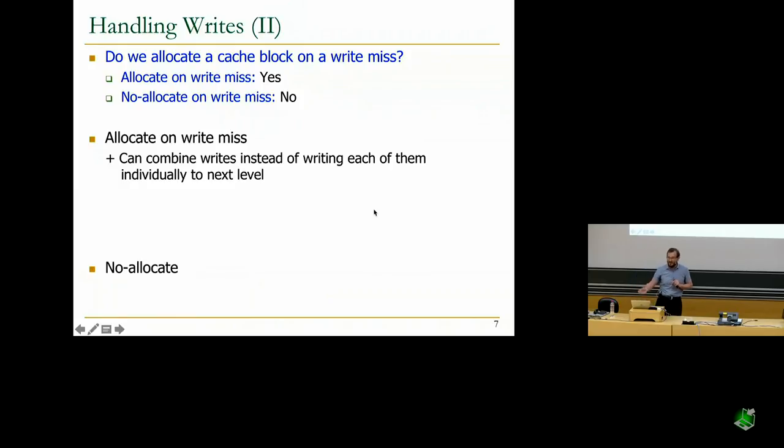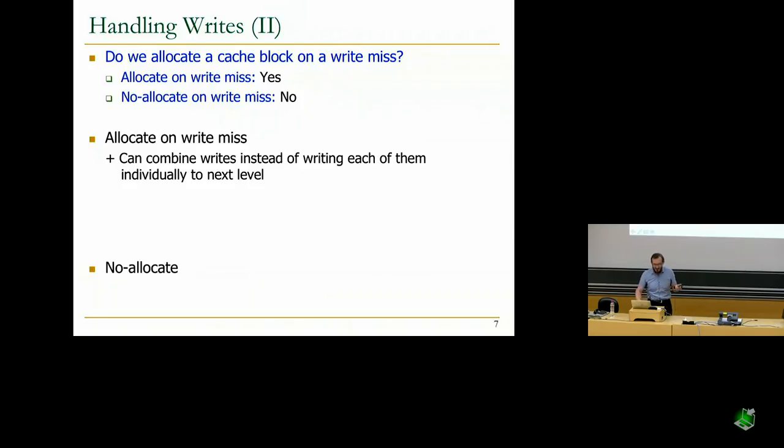Again, if you actually allocate on write miss, you can combine writes instead of writing each of them individually to the next level, right? So if you don't allocate on write miss, you don't write the 4 bytes into the cache, you write them directly to main memory. Let's assume that you have L1 and main memory. If you don't allocate the cache block on a write miss, you would write the 4 bytes into main memory, and you would keep doing that if you keep writing 4 bytes, right? So essentially, you're bypassing the cache in this case.